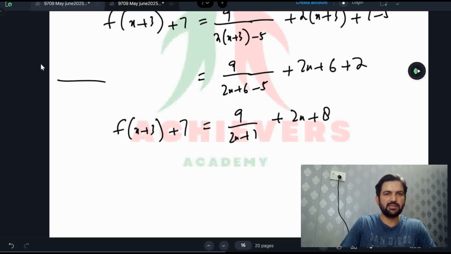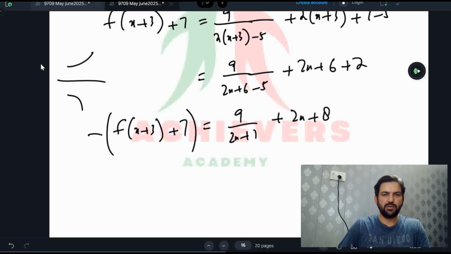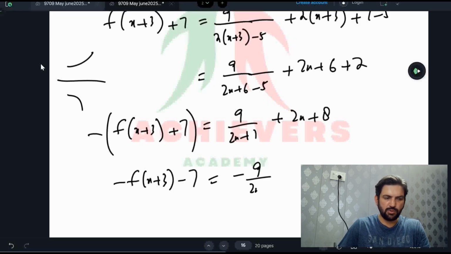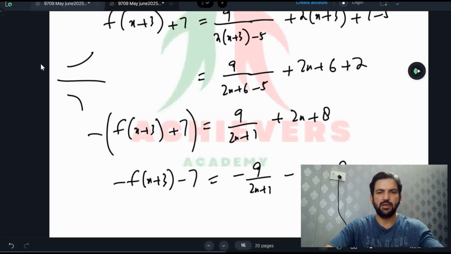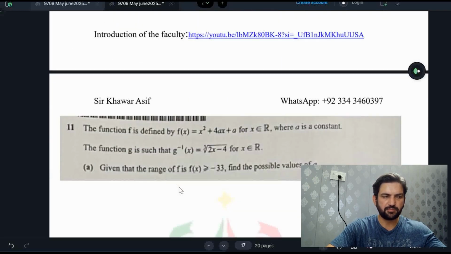Reflection in the x-axis means that there is a vertical reflection. Vertical reflection means we have to multiply with the minus sign. So minus f of x plus 3 plus 7 is equals to minus 9 by 2x plus 1 minus 2x minus 8. This equation should be the final answer. I hope that the concept is clear.